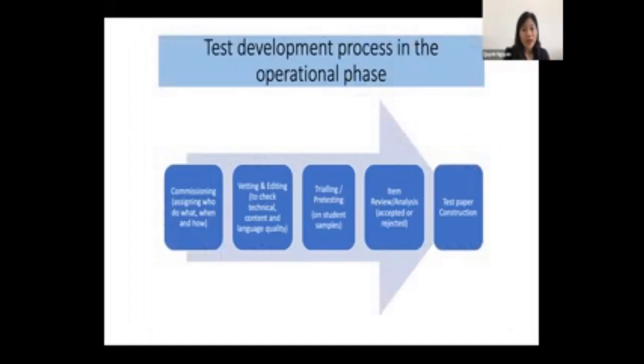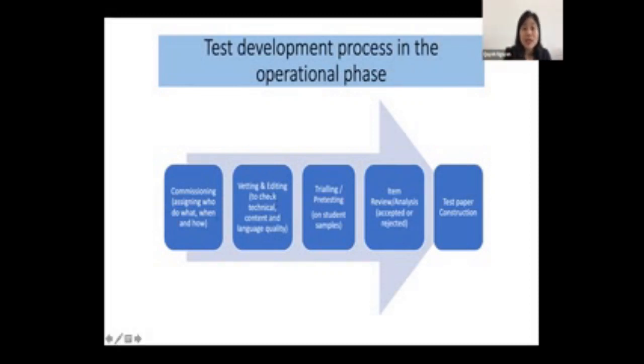Okay, and now here is the test development process in the operational phase. Starting with the commission, when you have the test specification, you can assign who does what, when, and how. Who will be in charge of one or more tasks, and what types of test constructs, and who will do others.